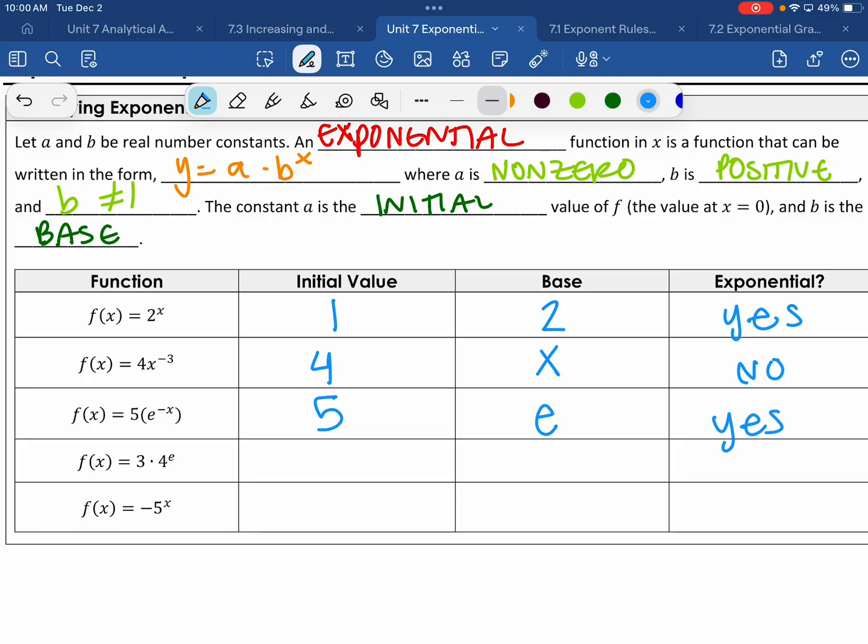It also has a negative, but that's okay because x is in the exponent, and that's what I care about for an exponential. On the next one, what's the initial value? 3. What is the base? 4. And is this an exponential? No, because that's an e, not an x. And then the last one, what is the initial value? -1. What's the base? 5. And is this an exponential? Yes.